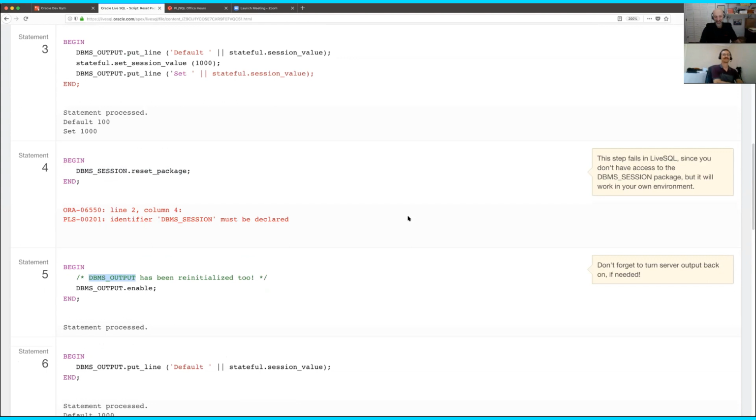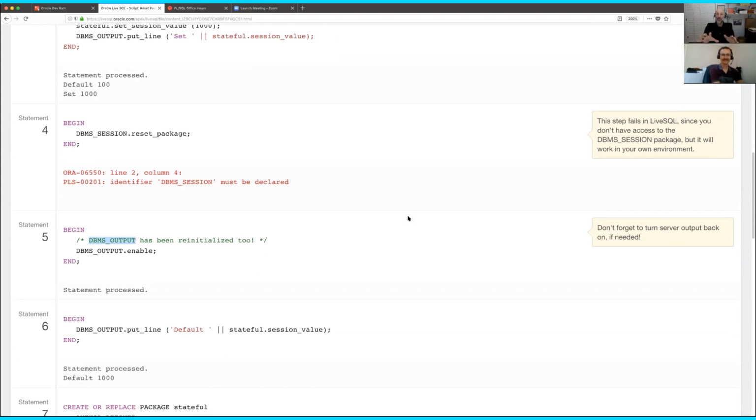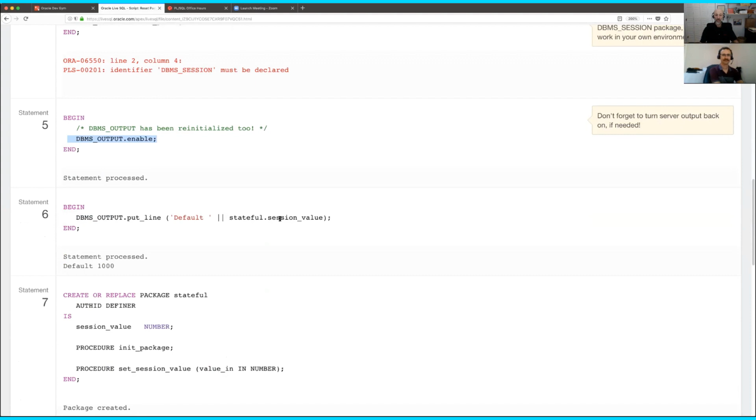And then I remembered, yes, DBMS output. So not just your packages, all packages, reinitialized. So I re-enabled DBMS output, which you wouldn't need even in Live SQL. Then I take a look at my session value again. Now this will cause the package to be reinitialized, and my default is 1,000.